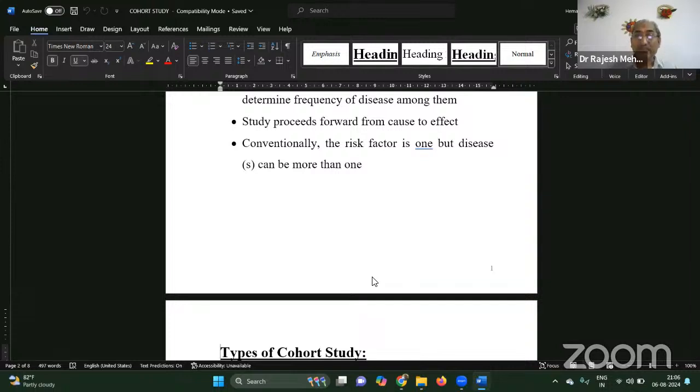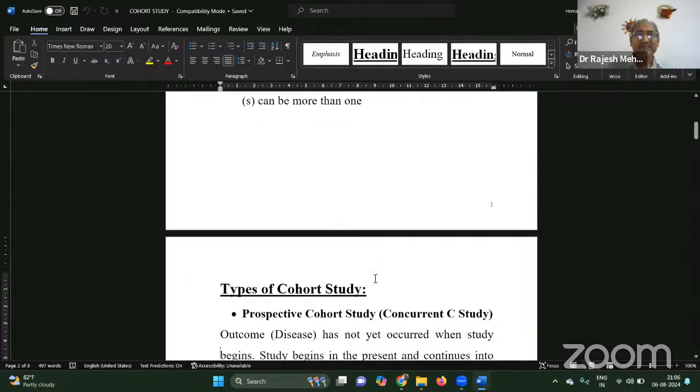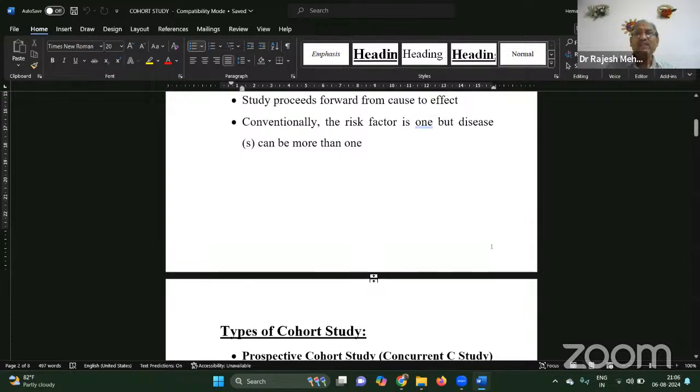And there could be multiple risk factors and multiple disease outcomes as well. But usually we take one risk factor, one exposure, but we can take a combination of exposures also. But in this case, disease could be more. In case of a case control study, we can ask about multiple exposures also. In both types of study, multiple risk factors and multiple diseases can be there. But because in case control we start with one case, usually we take a single disease. And because in a cohort study we start with one risk factor, this is only one and disease can be multiple.